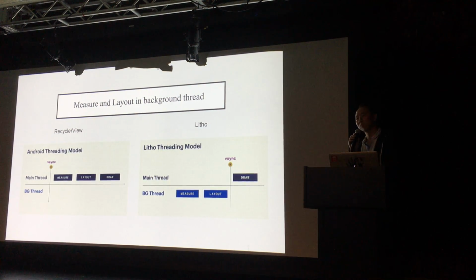So what I mean is, most Android devices out there support 60 frames per second. That means we have to draw within 16 milliseconds in order to render smoothly. And that's not really easy. But because Litho was able to take the measure and layout operations off the main thread, it gives more free time to render on the main thread, which means smoother rendering.